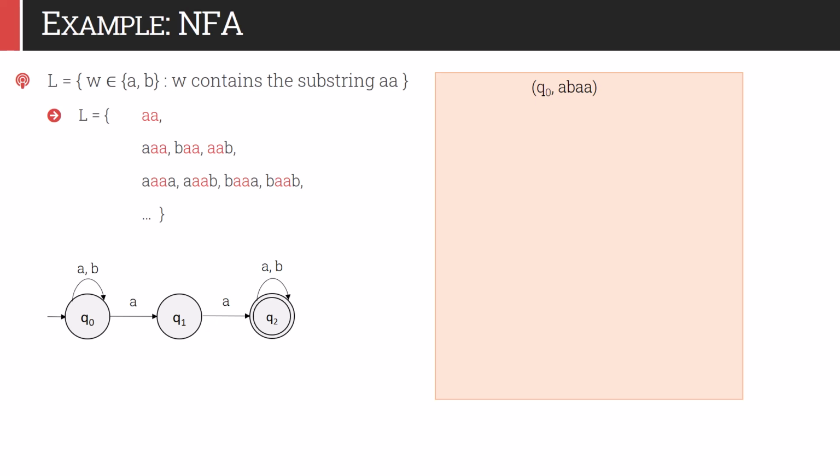Let us now try to simulate the same string with this NFA. In state Q0, input is A. So there are two possibilities. Either it will go to state Q1 or it will remain in state Q0. In both cases, the remaining string is now B double A. From Q1, there is no transition for input alphabet B. So this string will be rejected. That means this path is not valid. So we have to backtrack and follow the next branch.